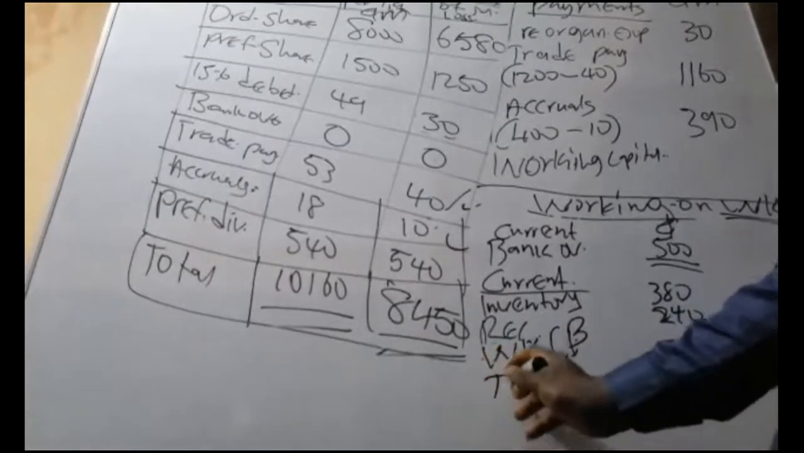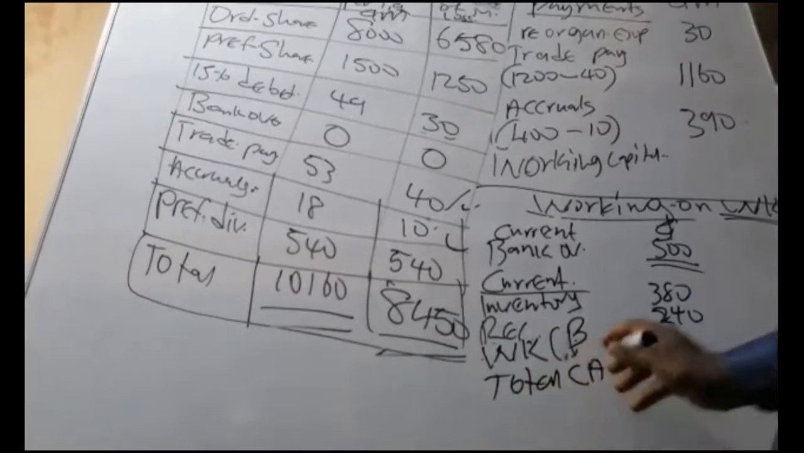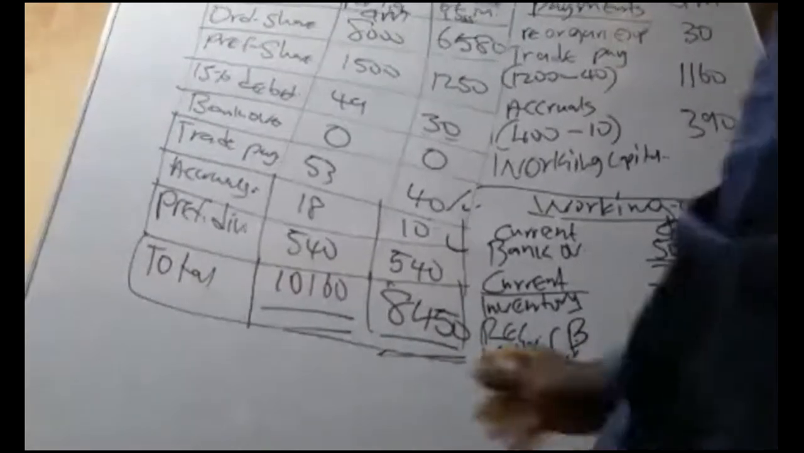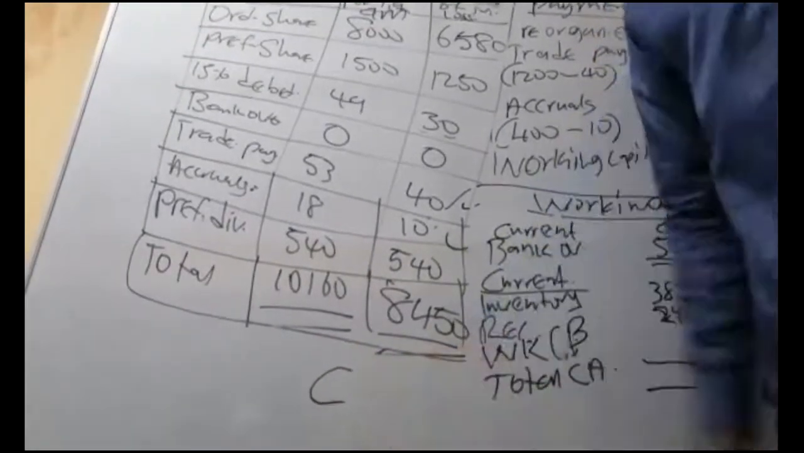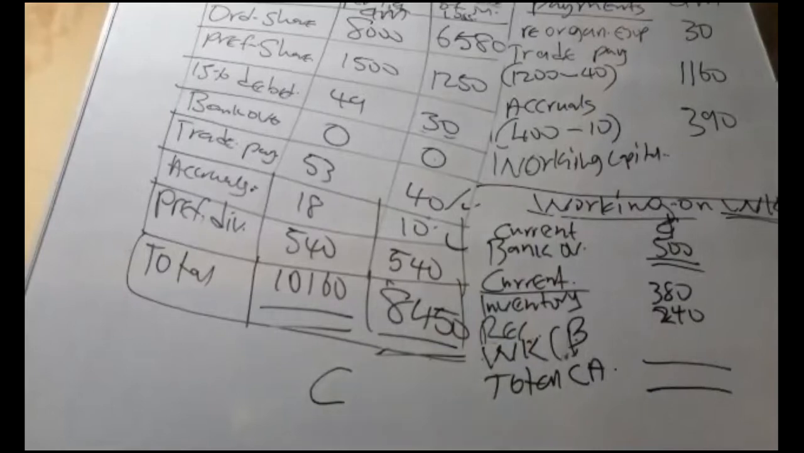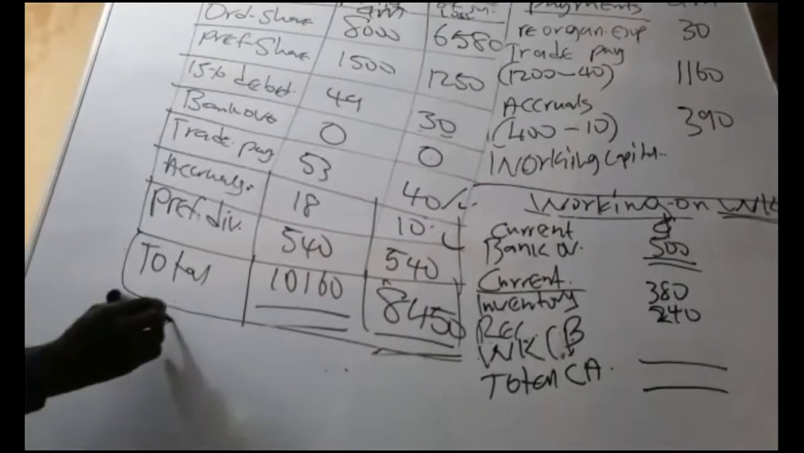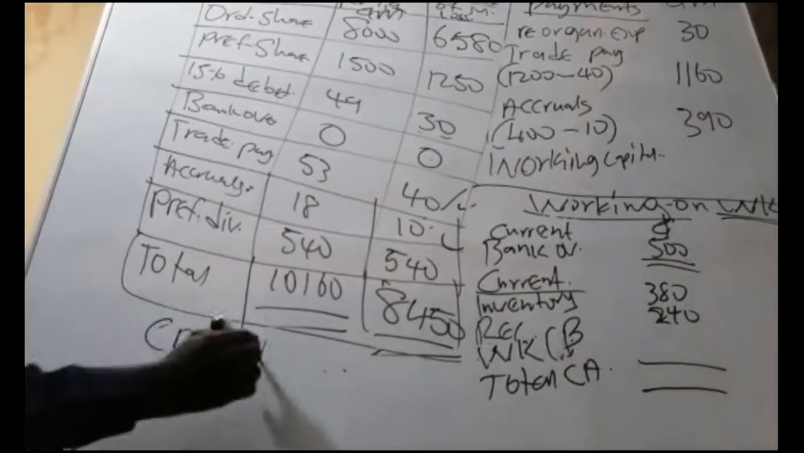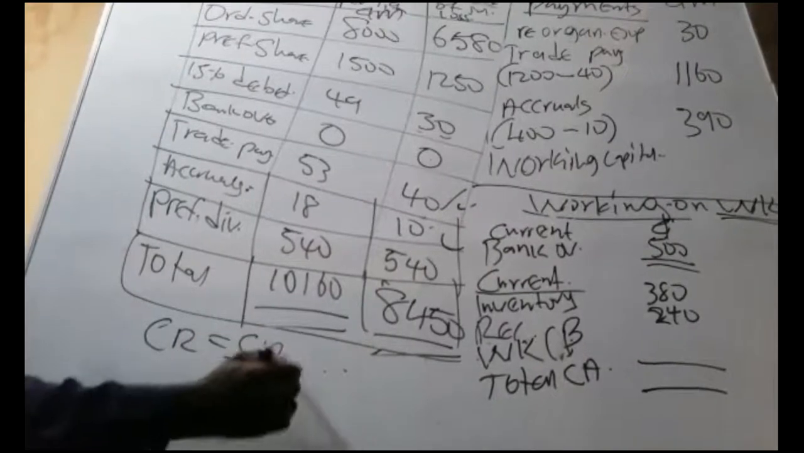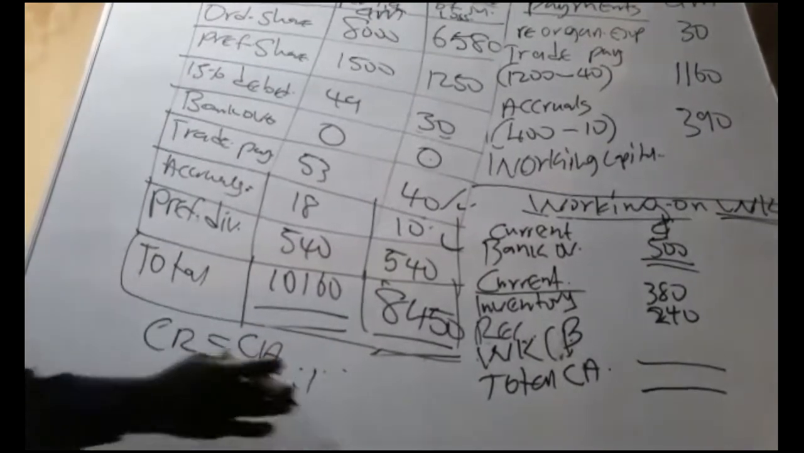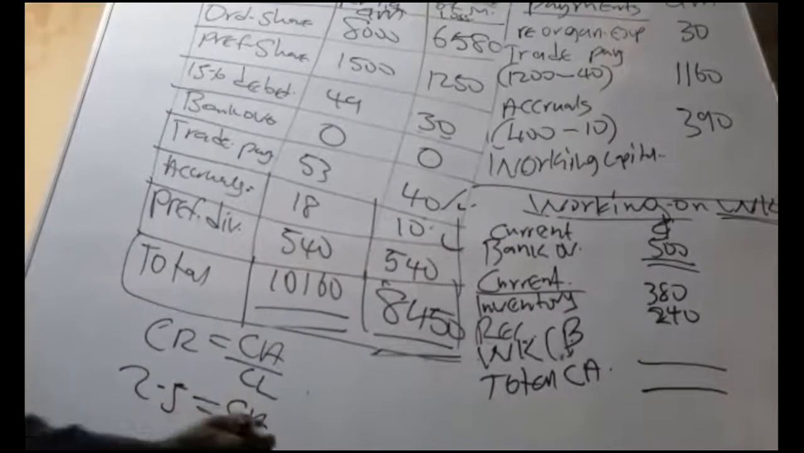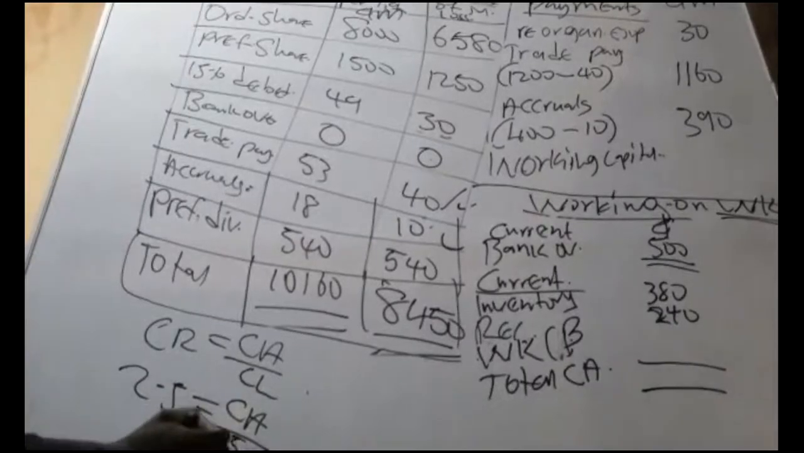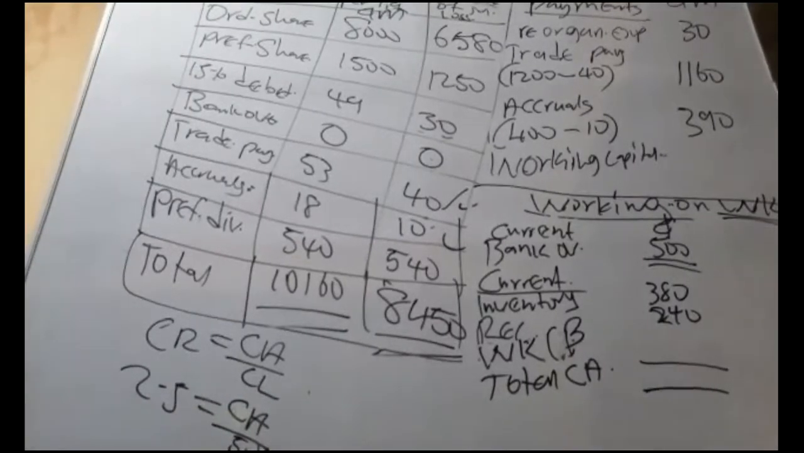Total asset. What will be the total current asset? CA. Now, let's do this analysis. How do you find the current ratio? It's current assets over current liabilities. In a new business, the current ratio, which is equal to current asset over current liabilities, is to 1. Now they say it must be 2.5. So 2.5 is equal to current asset, which we don't know, divided by current liability of what? 500.